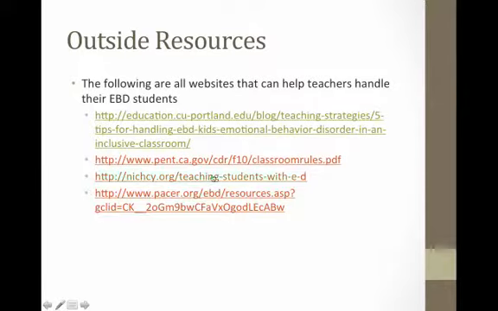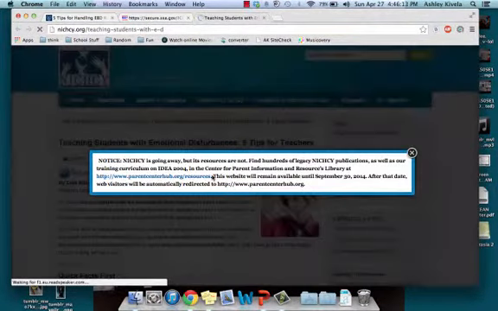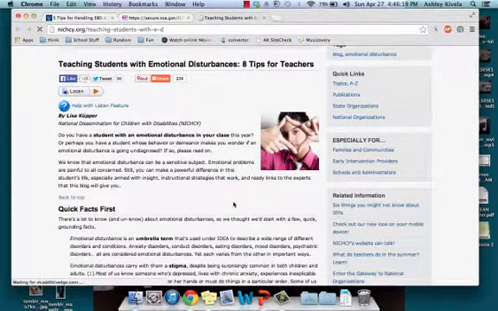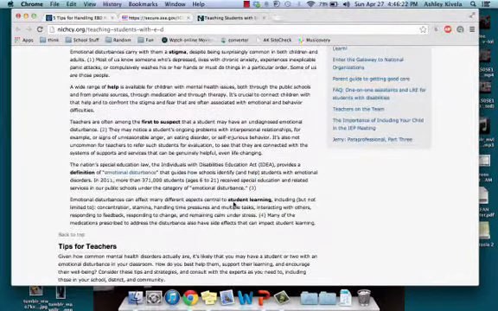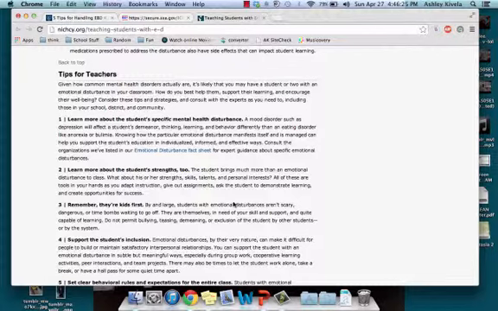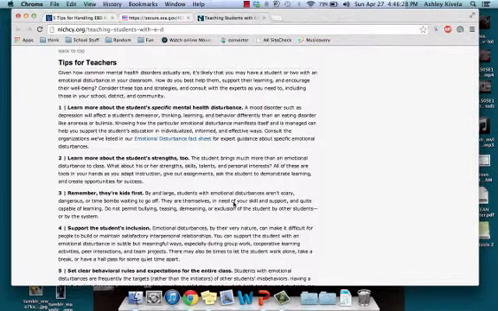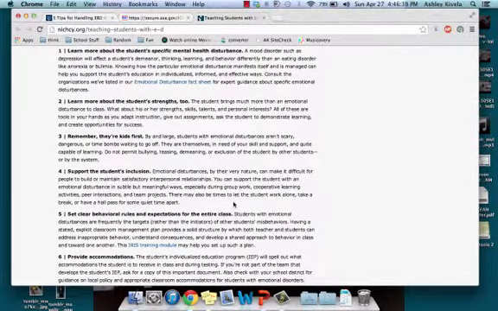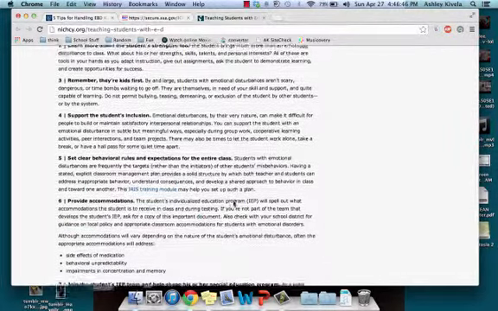Let's go to the third one. Please ignore whatever this is. 8 tips for teachers. Quick facts, tips for teachers. Learn more about the student's specific mental health disturbance. Learn more about the student's strengths too, because the student is more than just whatever their EBD is or whatever disorder or disability they have in general. Remember, they're kids first, so kids like to play, kids like to goof off. All kids like to color. So always, crayons are great.